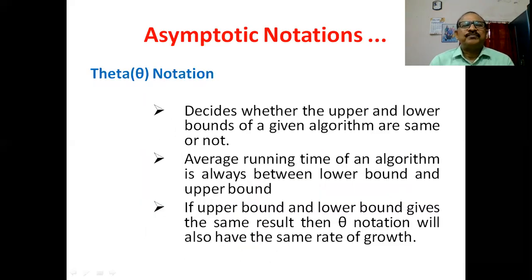Theta notation. This notation decides whether the upper and lower bounds of a given algorithm are the same or not. We can say the average running time of an algorithm is always between the lower bound and the upper bound. Next, if the upper bound and lower bound give the same result, then the theta notation will also have the same rate of growth.